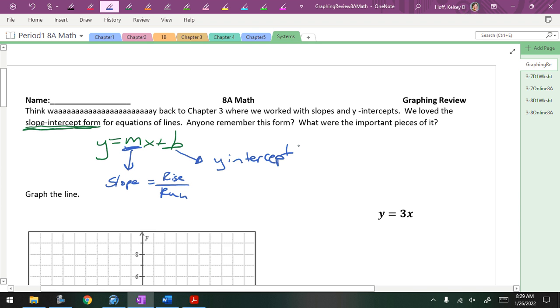Okay? So we are going to go back to graphing lines. This seems like forever ago that we did this, so we're going to review it today. Make sure you're on the side that has one graph on it. Okay?